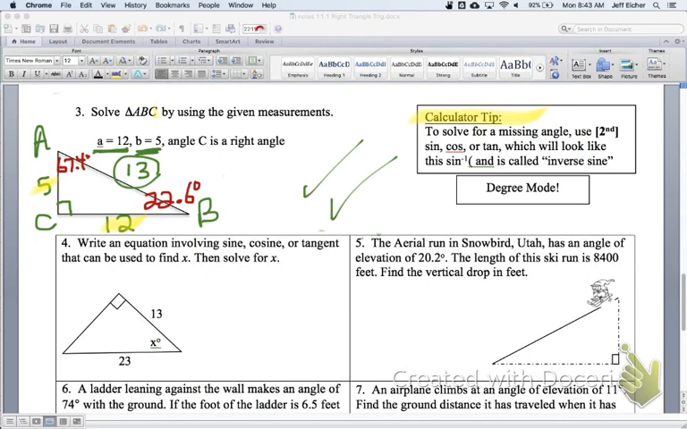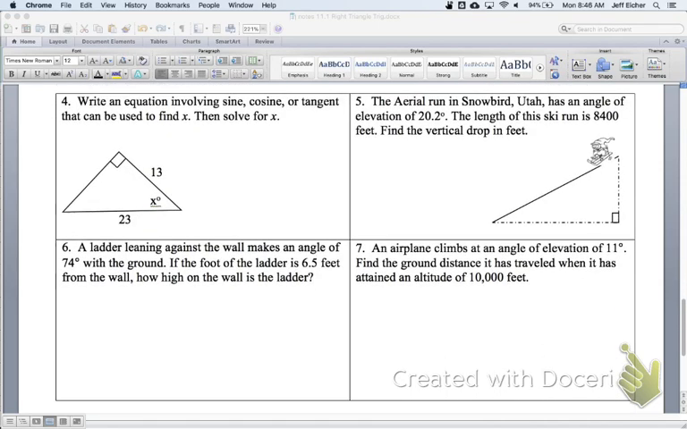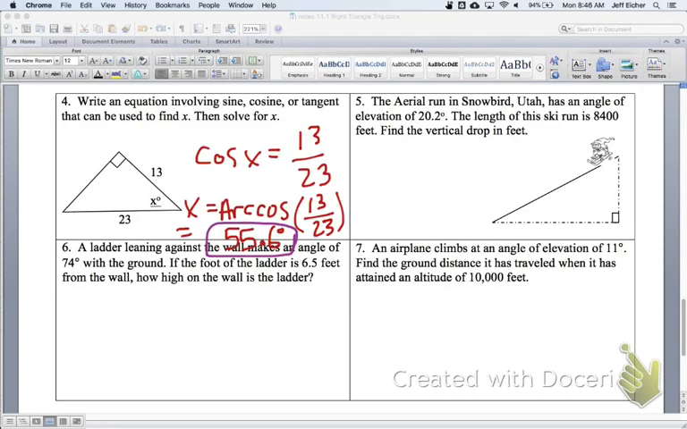Now, let's move on to the bottom here. We have 4 questions here. Why don't you pause this video, see if you could figure out question number 4. You'll see here in my work I got 55.6 degrees. Also, I'd like to point out the notation that I've used here, the name, arc cosine. Arc cosine is the same as inverse cosine.